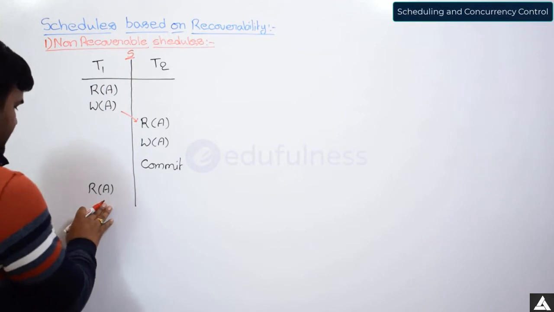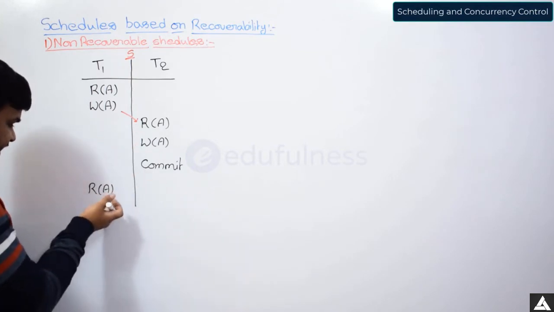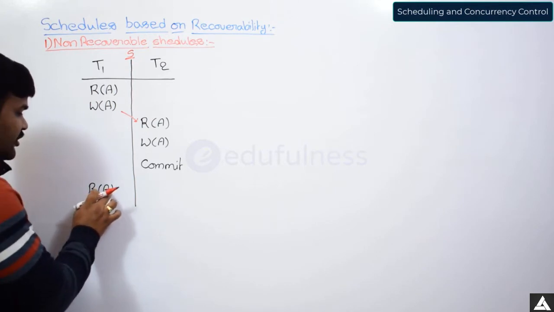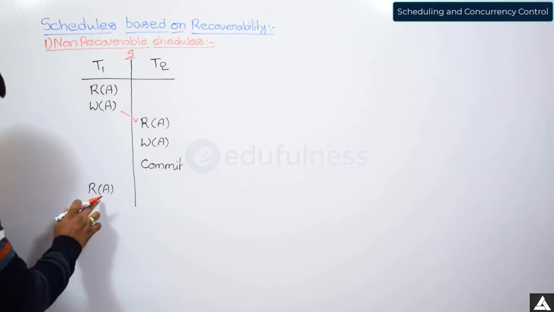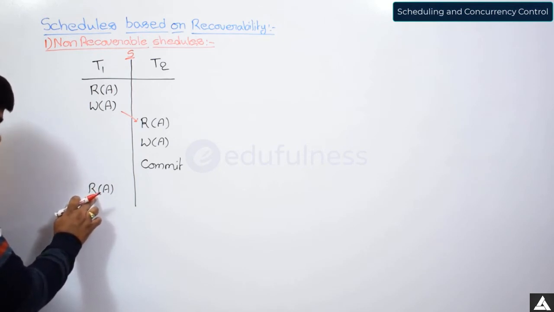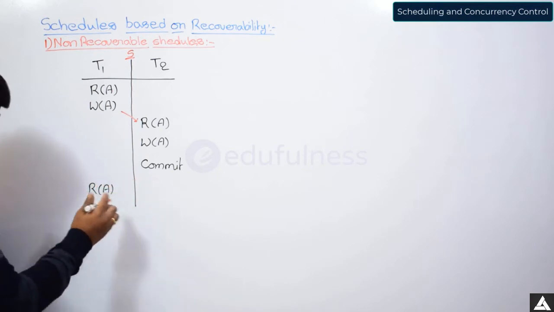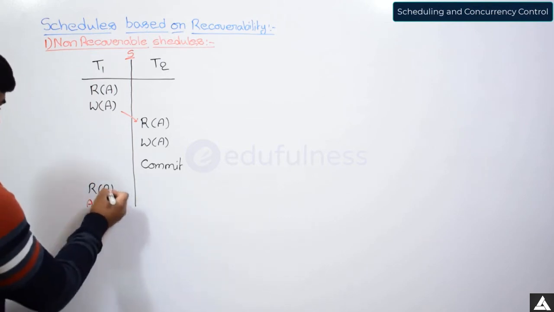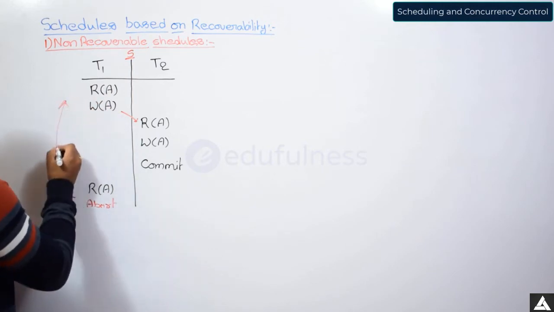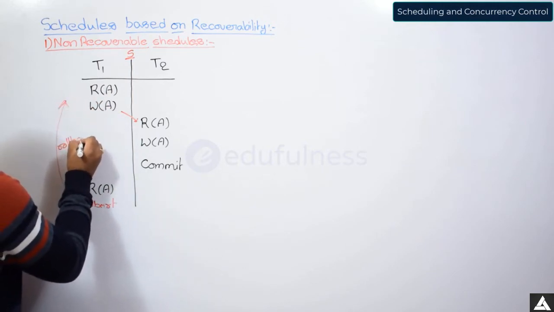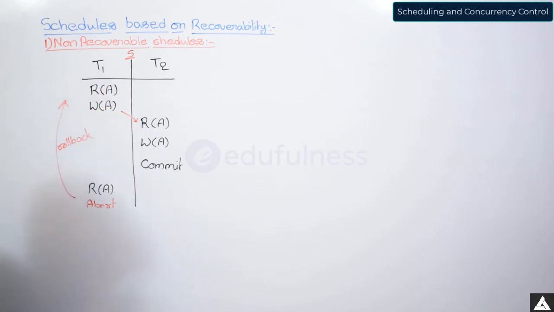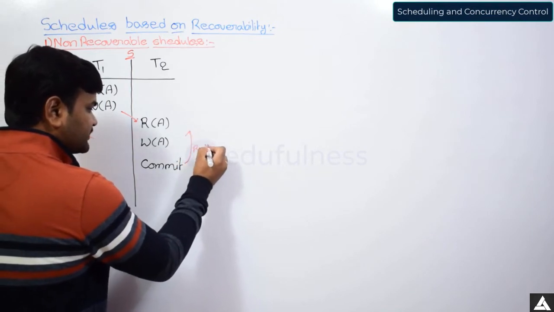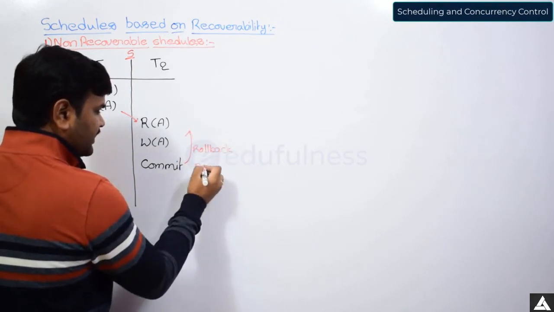Now come to T1. Of course, it is doing some other thing, reading a value. After all operations are over, if it is committed, there is no problem for T2 also. If T1 is committed after this operation, no problem for T2. But if it aborts, what is going to happen? All these operations are going to roll back, going back to the original position. But rollback is not possible here.